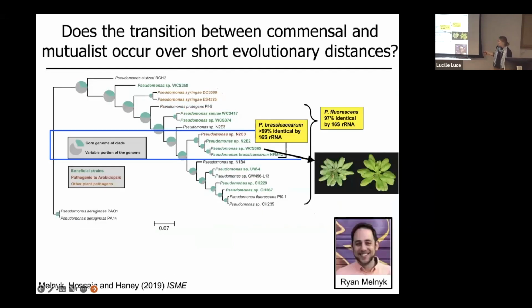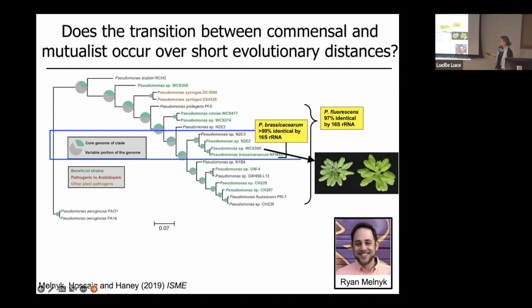And so we started, this is actually the first postdoc to join the lab, Ryan Melnick. He asked, within this group of actually well-described mutualistic Pseudomonas, so these are plant growth promoters, do they all promote growth, or do some of them not promote growth? And can we understand the genomic changes that happen over these short distances that would drive that? And so we started with our favorite lab model strain, WCS365. It's a nice plant growth promoter.